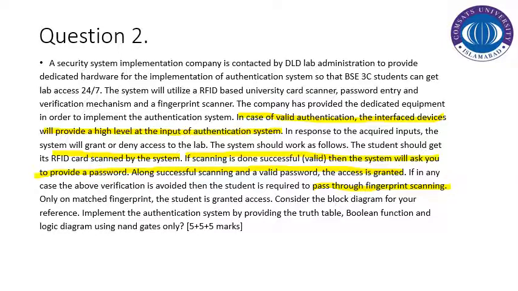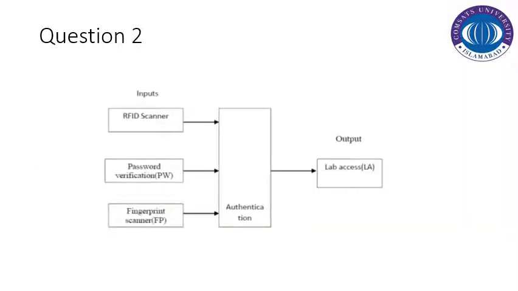Well, to start with the solution, that was the system, that was the RFID. Let us name it as the RFID input, RFID, PW for the password verification, and FP for the fingerprint scanning, and lab access is the output basically, when the lab access should be 1. So basically this is a system of 3 literals in which the lab access, let me write it above so that we can also solve it here.